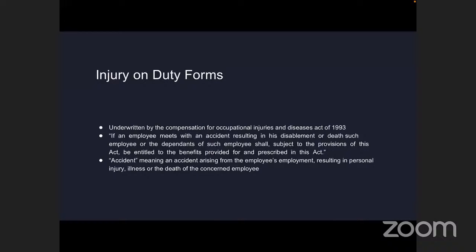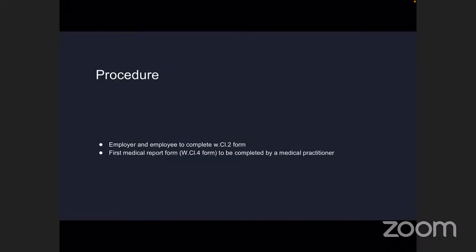Okay, so with our injury on duty forms, these forms are underwritten by the Compensation for Occupational Injuries and Diseases Act of 1993, which states that if an employee meets with an accident resulting in his disablement or death, such employee or the dependents of such employee shall, subject to the provisions of this act, be entitled to the benefits provided for and prescribed in this act. They also go further to define accident as an accident, I'm not sure how correct that is, arising from the employee's employment, resulting in personal injury, illness, or the death of the concerned employee.